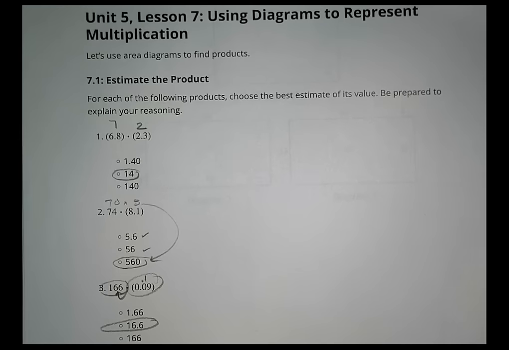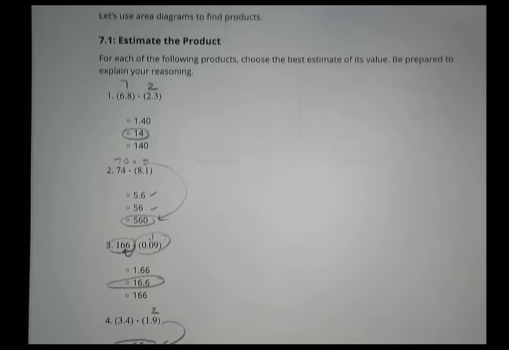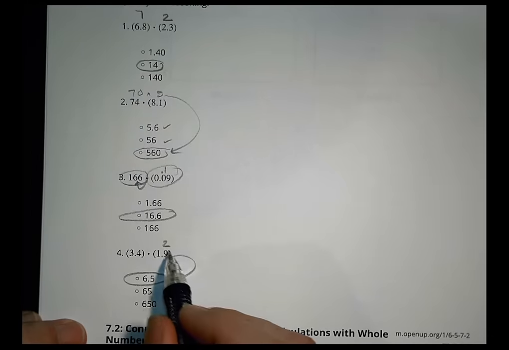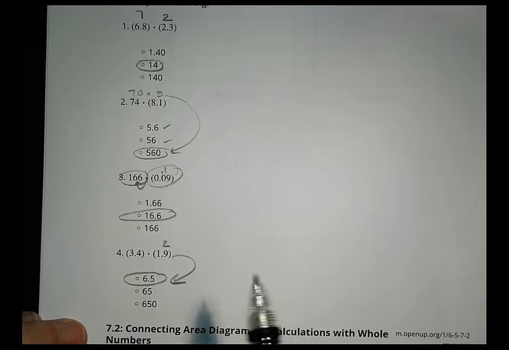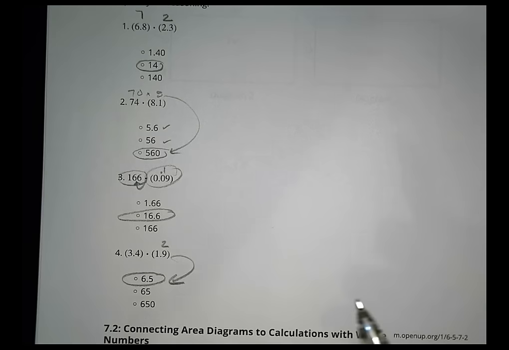Over here, this is about 2, and this is 3.4 times 2, or about 2. So we're looking at something close to 7 or 6.5, which is probably going to be good enough there. So again, what do you notice there? It's about 2, just estimating. Again, the whole point of this was just to estimate and explain why you think it is what it is.